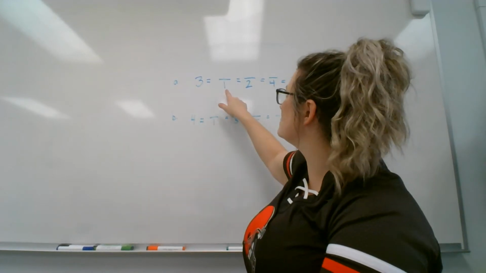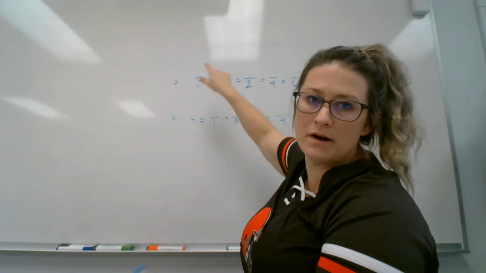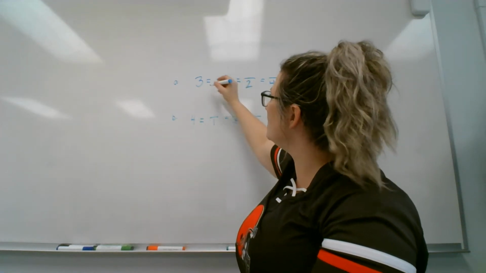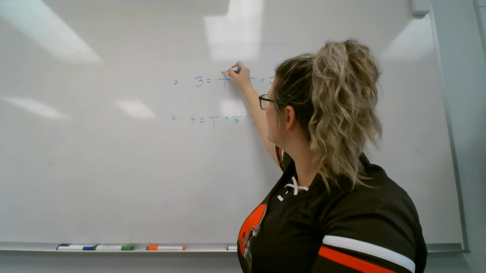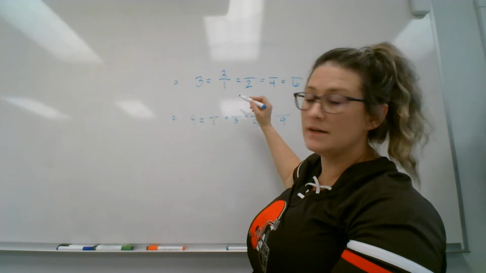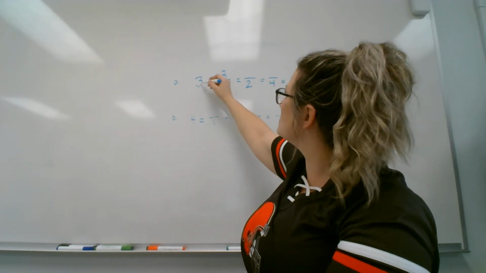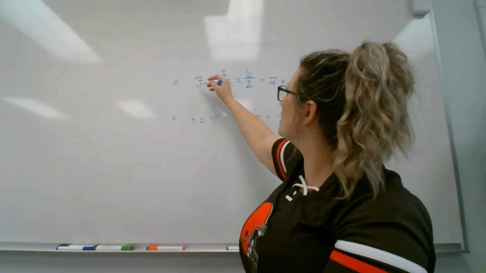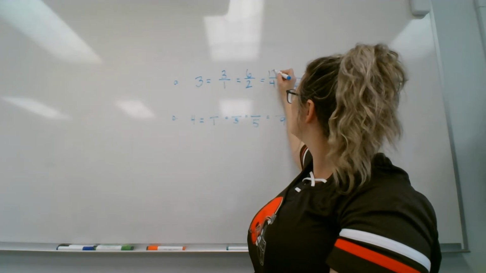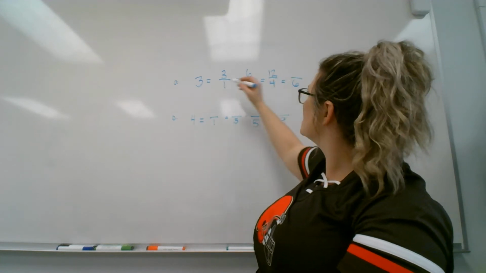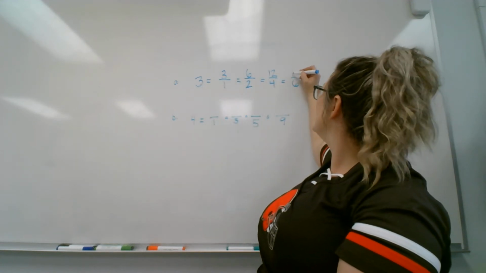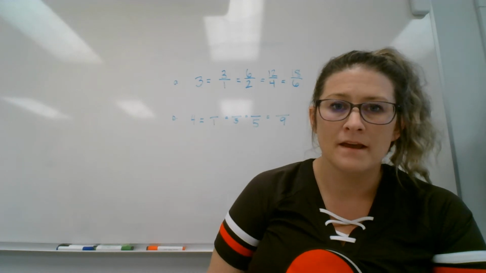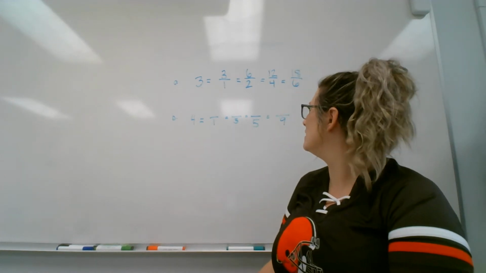All right. So in order to get the top number, you have to multiply by the whole number. So 1 times 3 is 3. 2 times 3 is 6. 4 times 3 is 12. 6 times 3 is 18. Okay, pretty easy. Problem B.